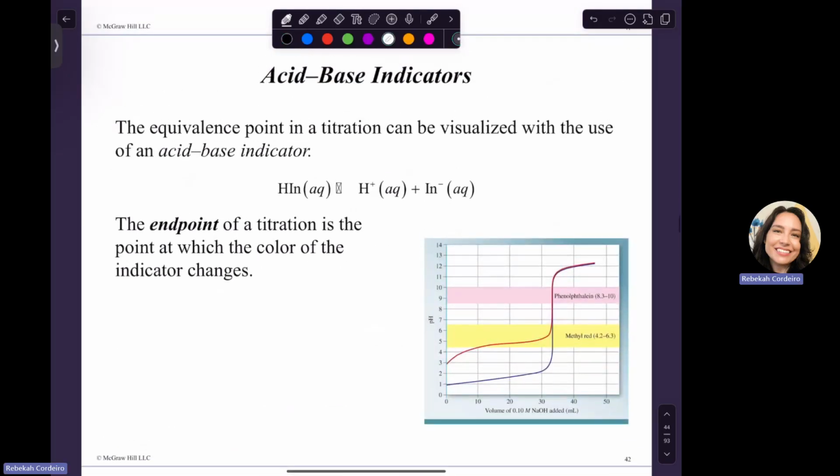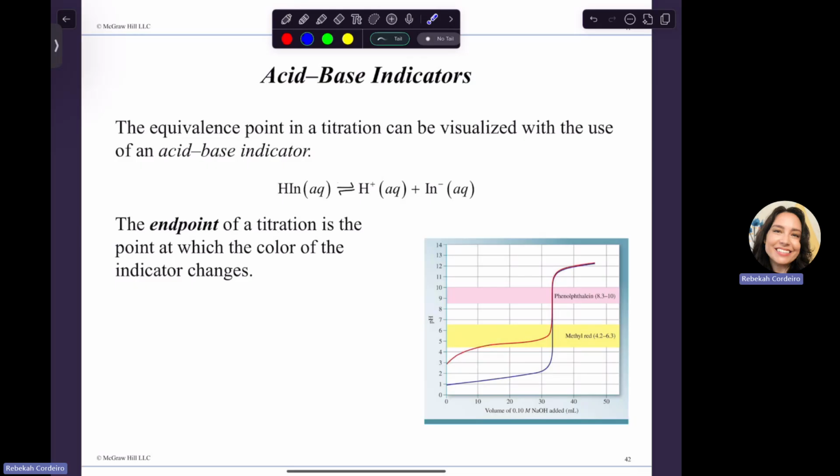An indicator is a thing that changes color at certain pHs. So you would want to get an indicator that changes color around your equivalence point. The endpoint is when you see that color change, and we don't want that endpoint to be really far away from the equivalence point. So if our endpoint is where the color changes and our equivalence point is similar, then that means we can use the color change as an indicator that we've gotten to the equivalence point.